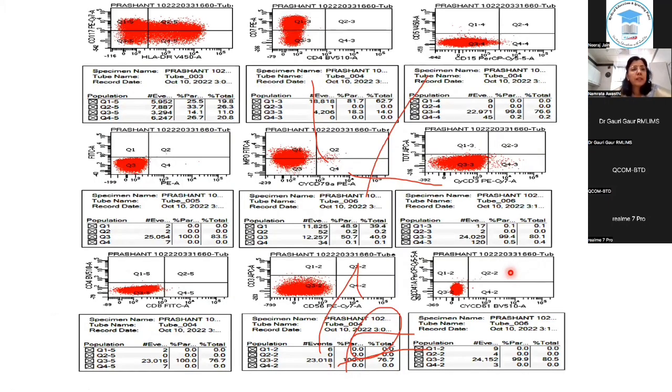The blasts are expressing HLA-DR and 117, and CD15 is not there. Cytoplasmic MPO is expressed in this case. 4 and 8 is negative, 3, 5, 6 are negative, and megakaryocytic markers are negative.